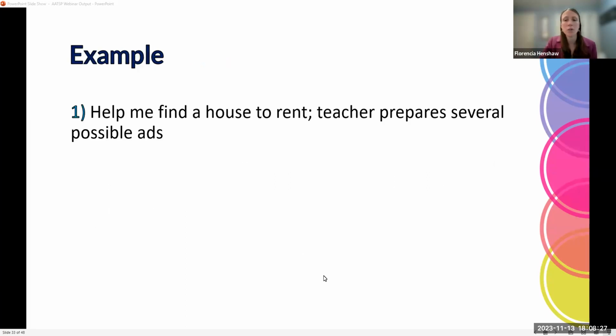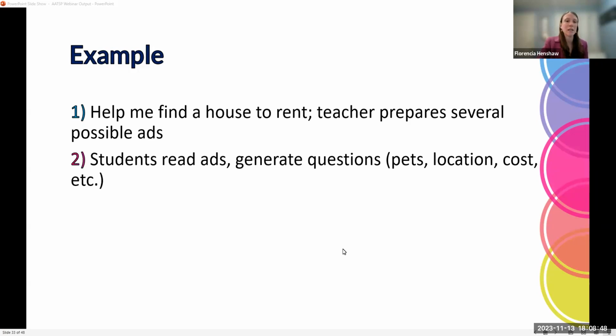Here's the example that I can give you. I did this one with a group of students. I was doing a campus interview, and I was new to the area, so it became borderline authentic. So I asked them, help me find a house to rent. This is going to be the purpose. So I prepared several possible ads that they needed to read. And then based on those ads, think about questions that you're going to ask me.